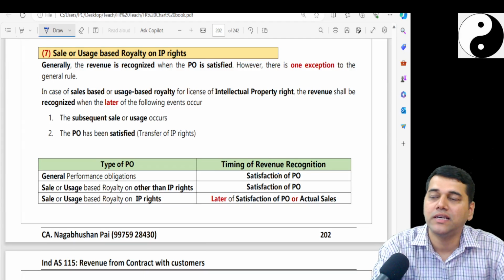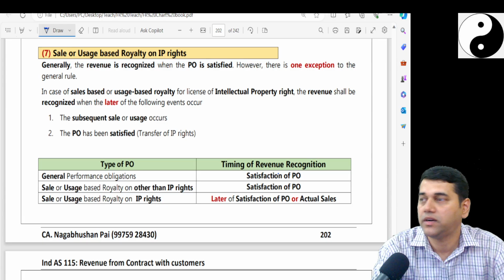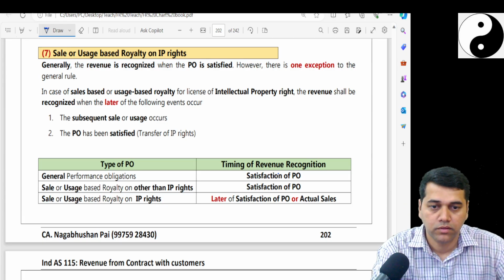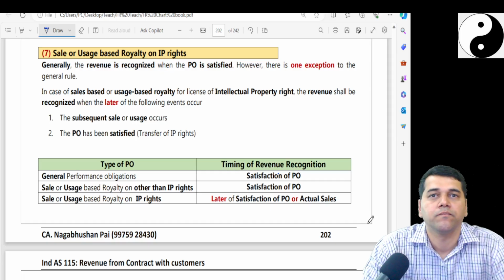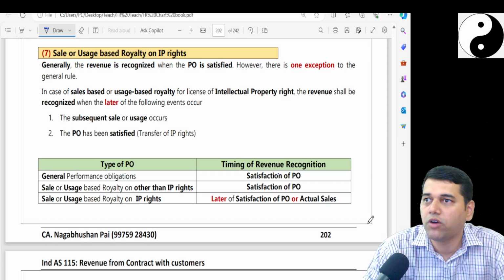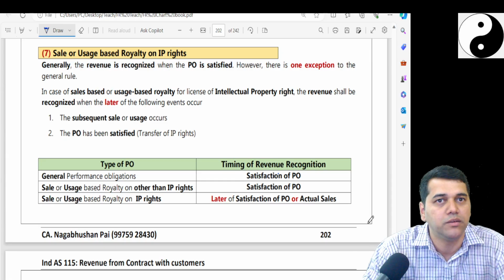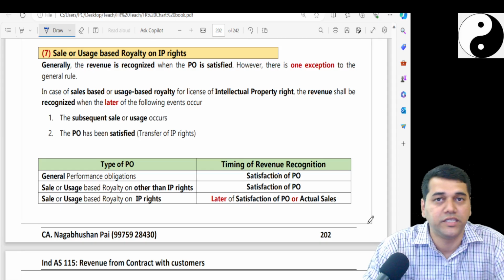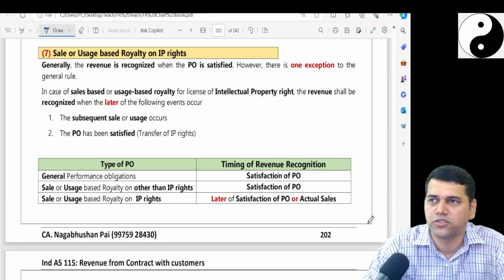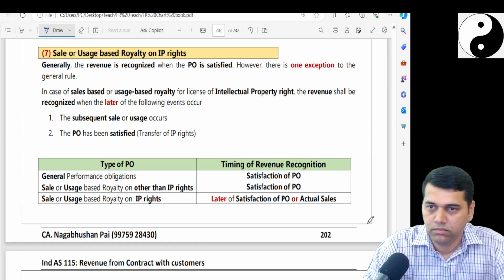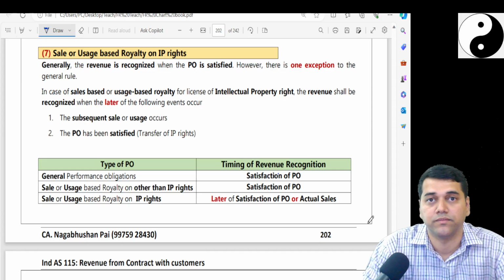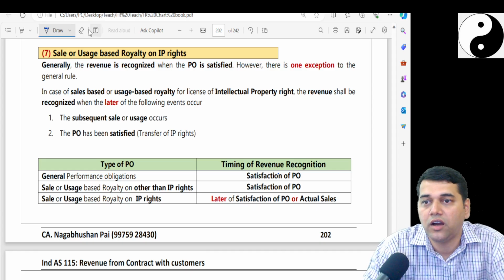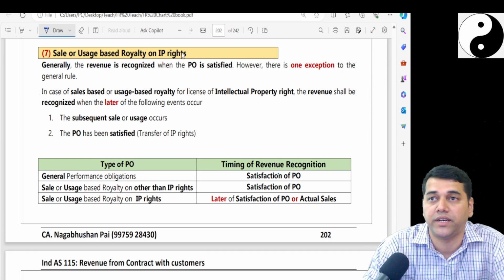So we will move on to the last concept, special aspects. We have seen the warranty, the right to return, bill and hold, and then the options, principal and agent. You fairly understood these with the 5-step model. Now this is one exception. It's called sale or usage based royalty on intellectual property rights.